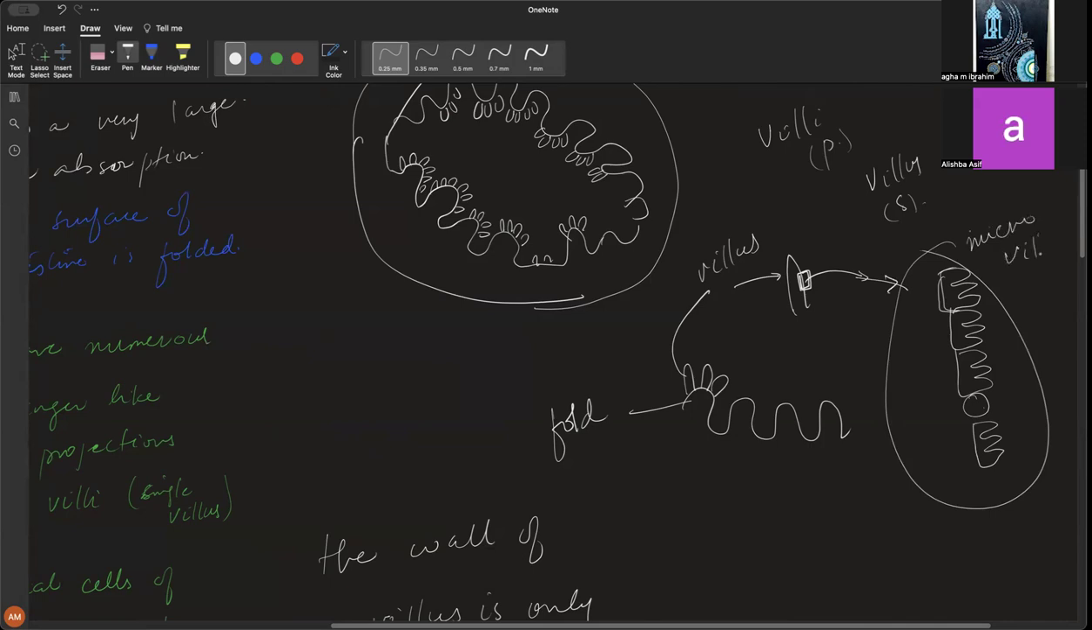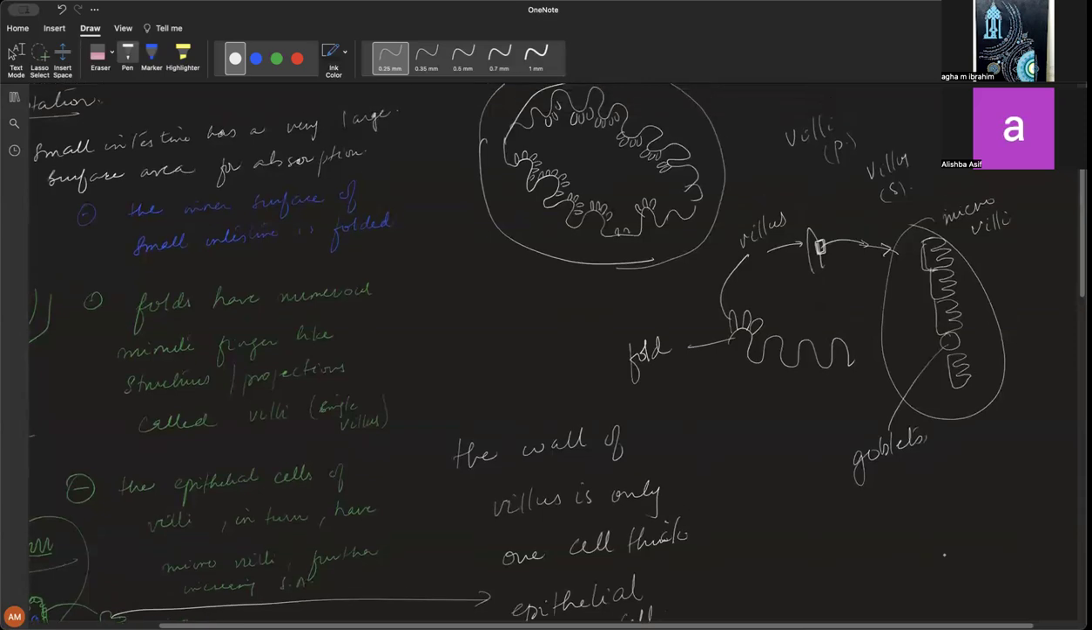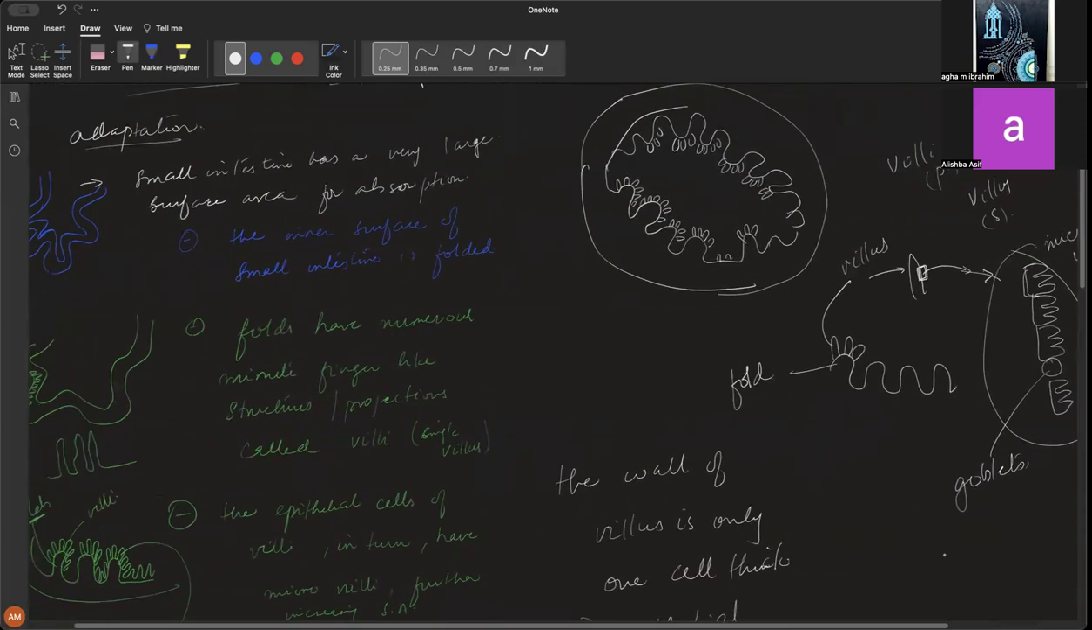Microvilli, or microvillus for each of them. And this is the goblet cell. Goblet cells are the ones that produce mucus. We know that all of our alimentary canal generally produces mucus, so that the food particles and digestive substances move down the alimentary canal easily. So this is what the structure of an intestine is.